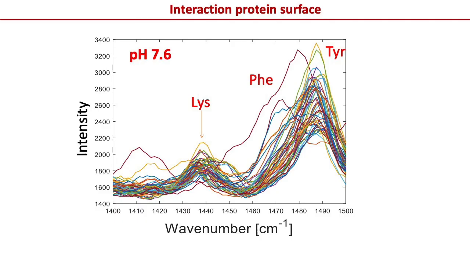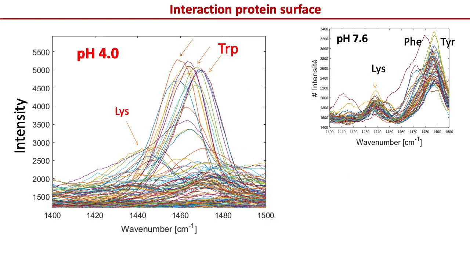Protein can also interact with gold via its amino acids on its surface. Amino acids are mostly detected using the amide 3 and also the window between 400 and 1500 cm⁻¹. At pH 7, phenylalanine, tyrosine, and lysine were the most detected amino acids.